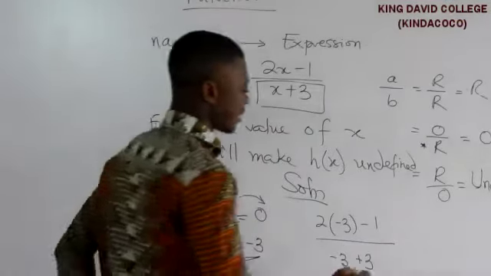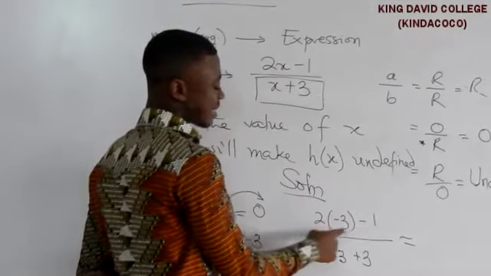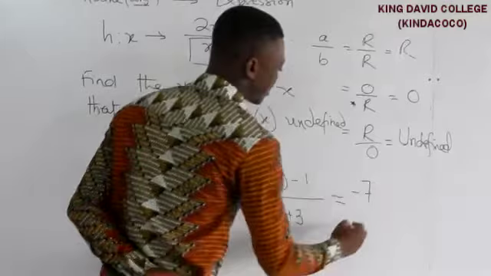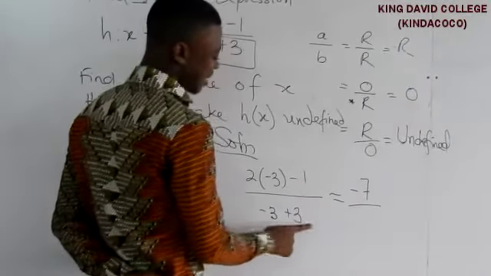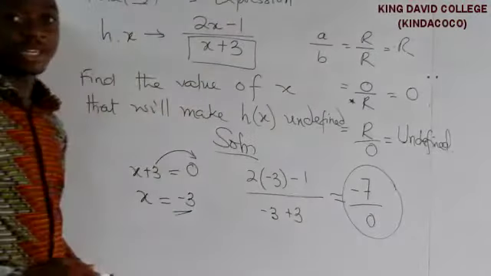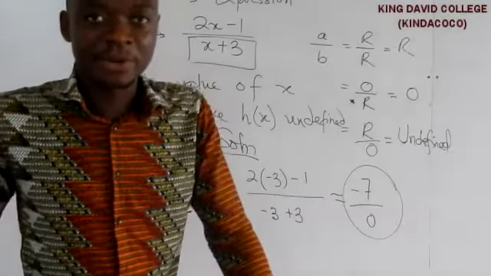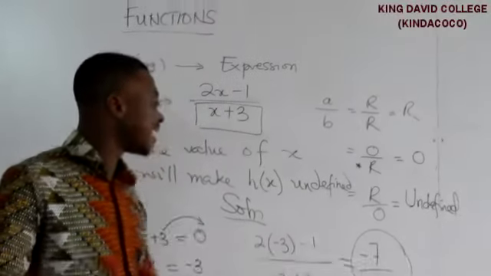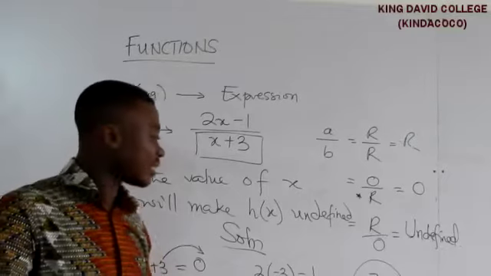Then with this here, minus 2 times minus 3 will be minus 6 minus 7, so it's going to be negative 7. Okay, minus 7, and here is going to be minus 3 plus 3 is 0. And you realize that when you punch this on your calculator, the calculator will even tell you math error. Math error simply means that there is nothing like this in mathematics, at least at your level.